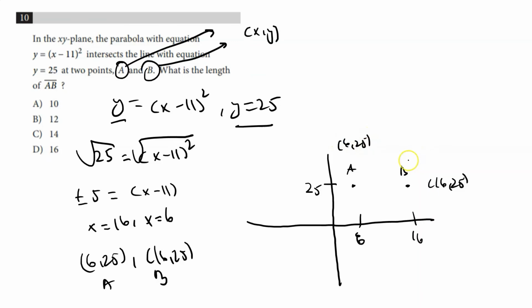So we don't actually need to use the distance formula for this question, because they're actually on the same line. And the distance between these 2 points is actually just the distance between their x values, which is just 16 minus 10, or excuse me, 16 minus 6, which is just 10. So once again, the solution to question 10 is A.